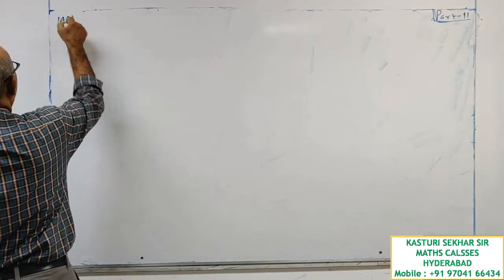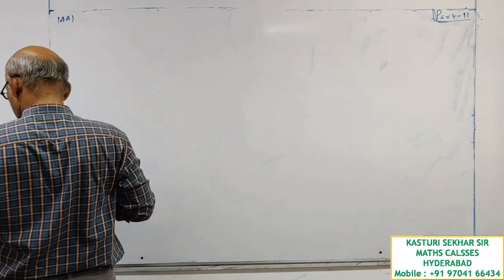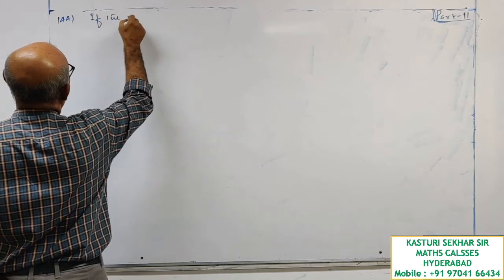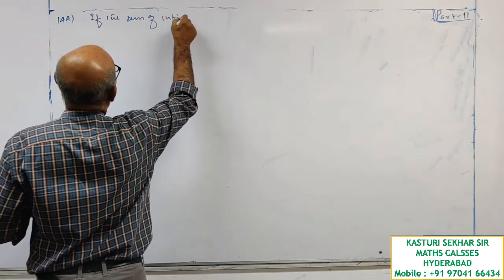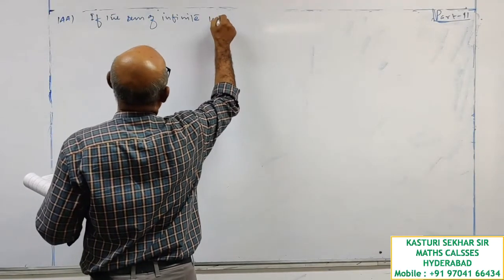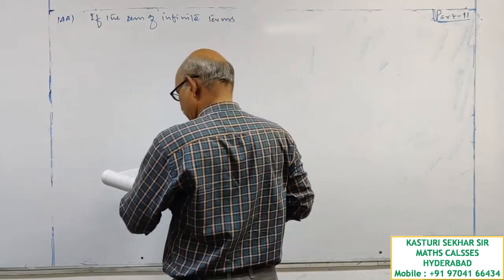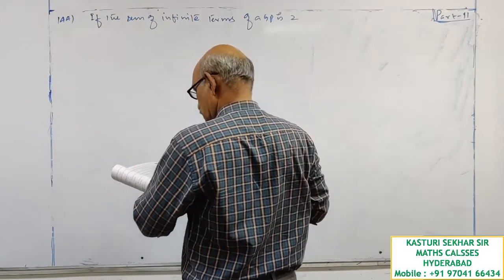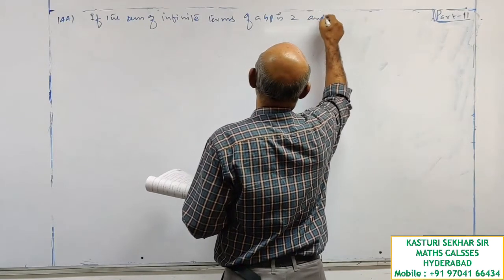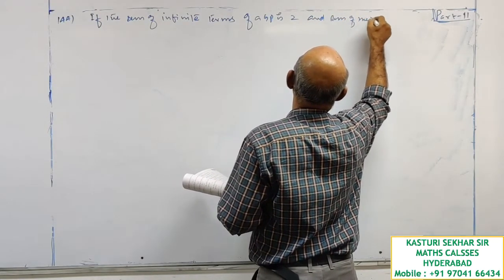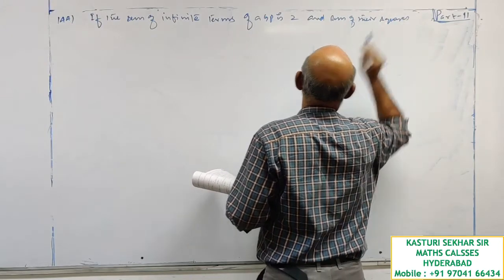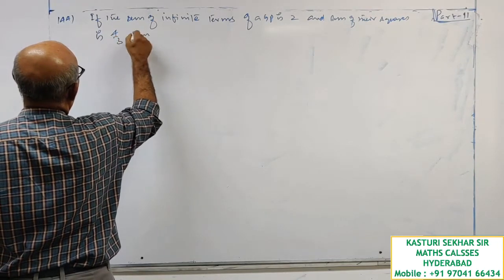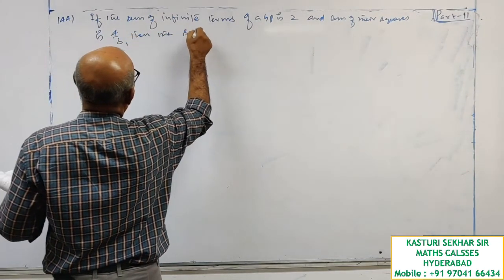Question number 144. If the sum of infinite terms of a GP is 2 and the sum of their squares is 4 by 3, then the series is.